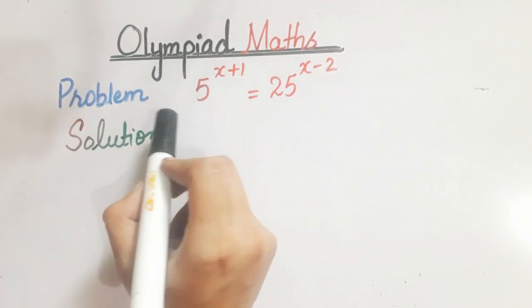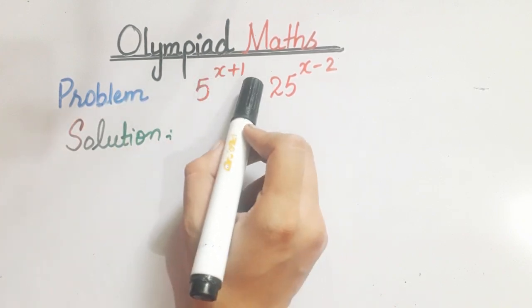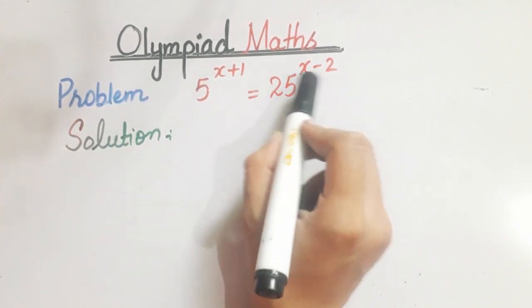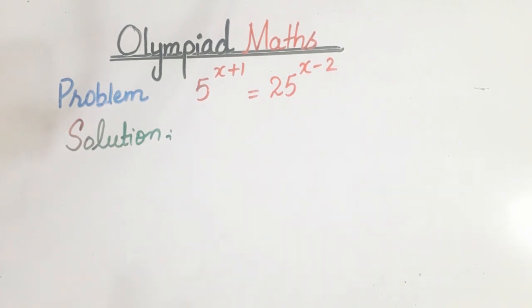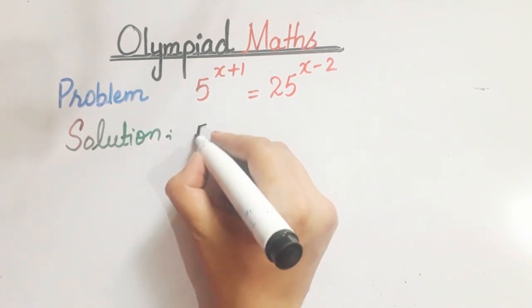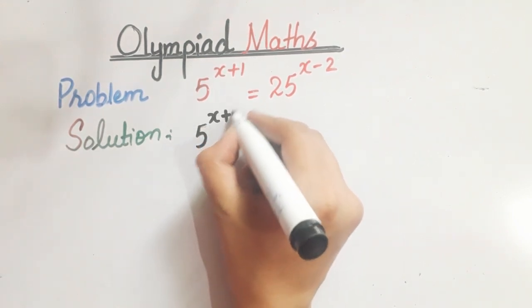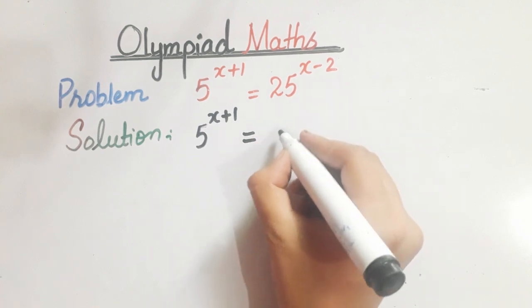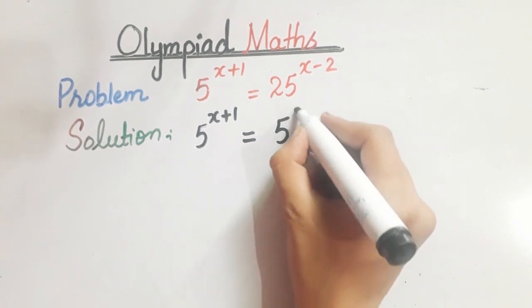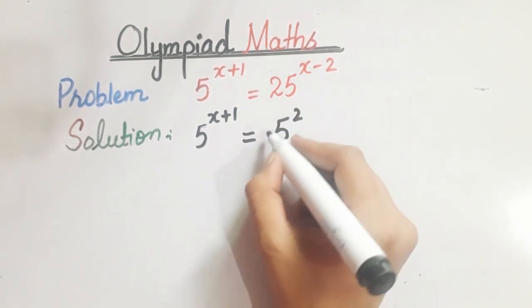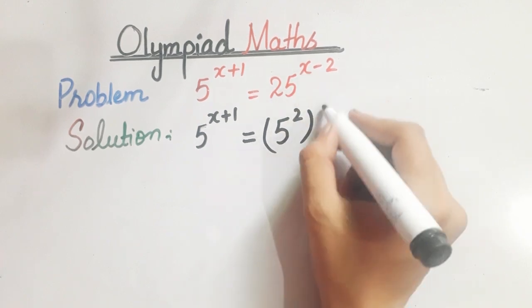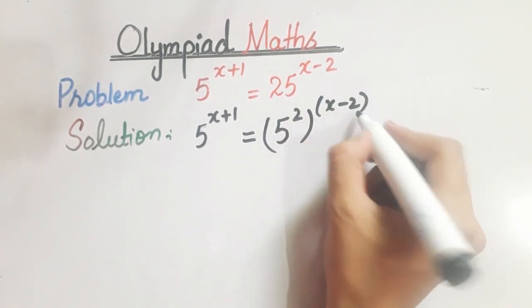Today's Olympiad problem is 5 raised to power x plus 1 equals 25 raised to power x minus 2. We will solve this question step by step. First of all, we will write 5 raised to power x plus 1 equals, 25 can be written as 5 squared, and this will be multiplied by x minus 2.